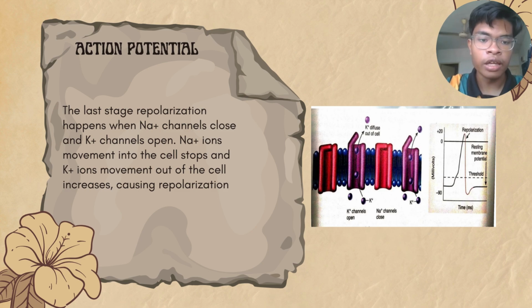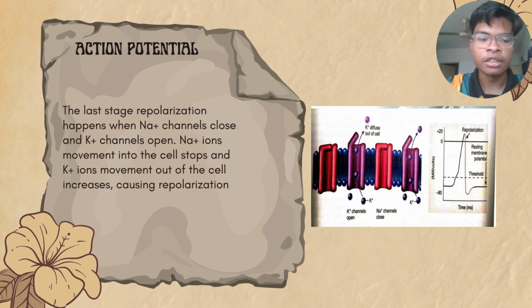But on the graph, if you notice, there's one point where it reaches negative 90 millivolts. That is hyperpolarization. Hyperpolarization occurs because the potassium channels are slow to close, causing an overshoot where the membrane potential temporarily becomes more negative than the resting potential, around negative 90 millivolts. This slight hyperpolarization ensures the neuron briefly enters a refractory period, preventing immediate refiring.